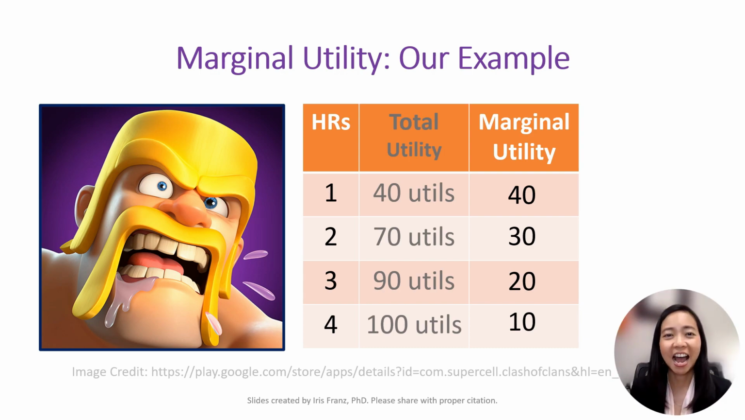Using the same logic, I know that the marginal utility from the third hour of gaming is 20 utils. Because my total utility of gaming for 3 hours is 90 utils, and my total utility of gaming 2 hours is 70 utils. So my marginal utility of gaming for a third hour is 90 utils minus 70 utils, which gives me 20 utils. Using the same calculation, we find that the marginal utility of gaming for the fourth hour is equal to 100 utils minus 90 utils, which gives me 10 utils.